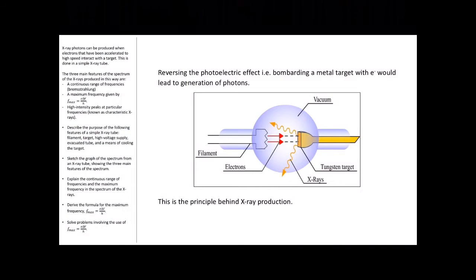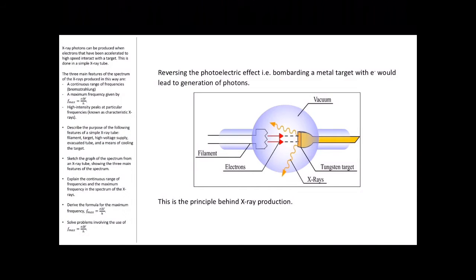A maximum frequency is given by Fmax equals the charge on an electron multiplied by the potential difference divided by Planck's constant. And the last of the main features is that high intensity peaks at particular frequencies, known as characteristic X-rays, occur in this spectrum of X-rays produced.